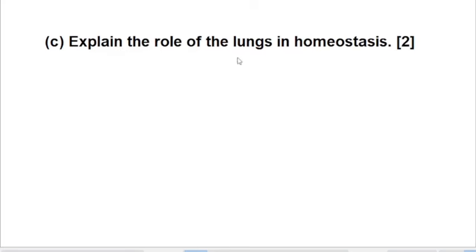Explain the role of the lungs in homeostasis. What is the role of the lungs in homeostasis? The lungs play a role in balancing the level of oxygen and carbon dioxide. The two gases are exchanged at the surface of the lungs, where carbon dioxide is removed from the blood, and oxygen is taken in. That is the role of the lungs.